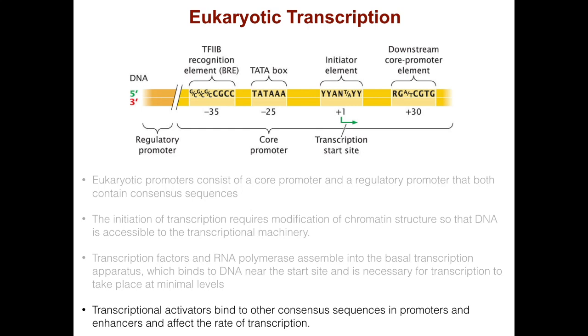To get higher levels of transcription, transcriptional activators bind to other consensus sequences in promoters and enhancers and are able to affect the rate of transcription. Here is a schematic of how eukaryotic transcription works. For example, transcription factor 2D binds to the TATA box in the core promoter, and this is a very important sequence for transcriptional initiation in eukaryotes.